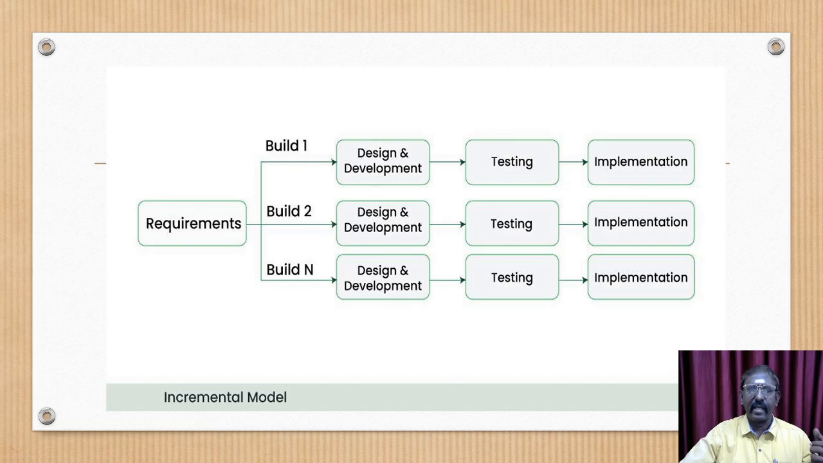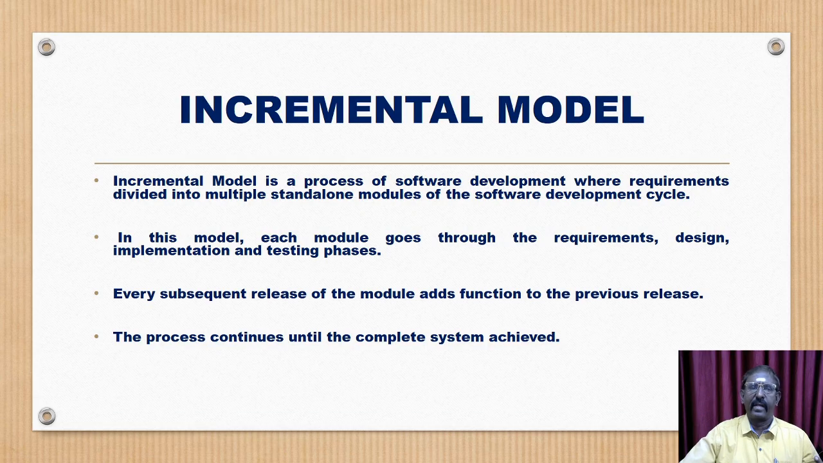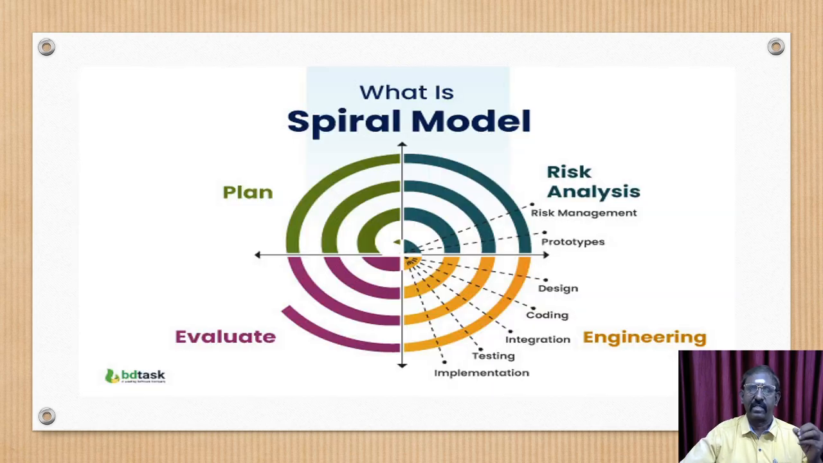The next one is the incremental model, a process of software development where requirements are divided into multiple standalone modules of the software development cycle. In this model, each module goes through requirements, design, implementation, and testing. Every subsequent release of a module adds functionality to the previous release. So thus it is a very useful model.